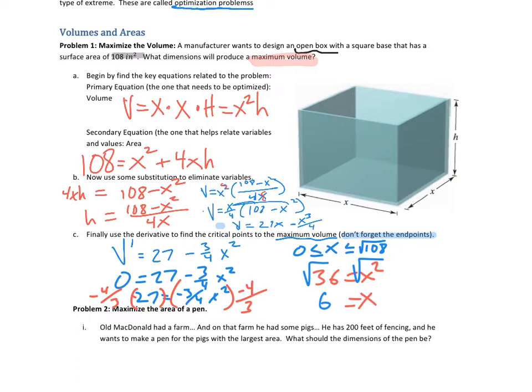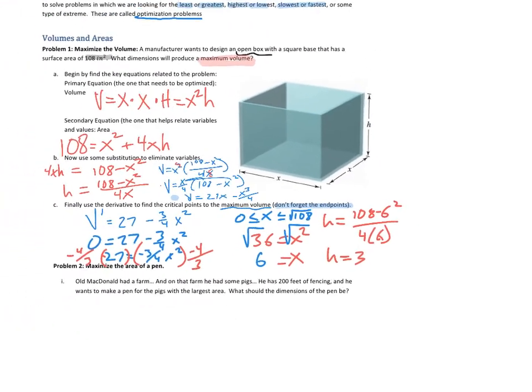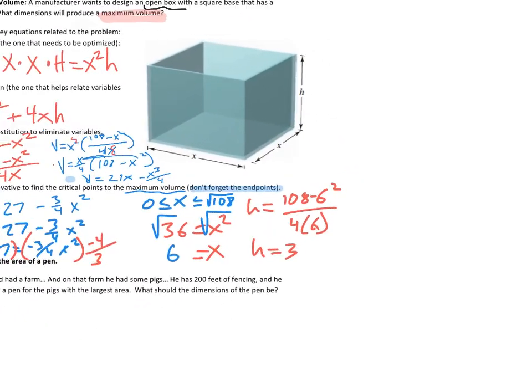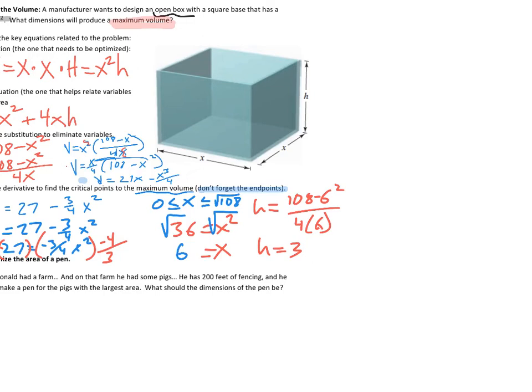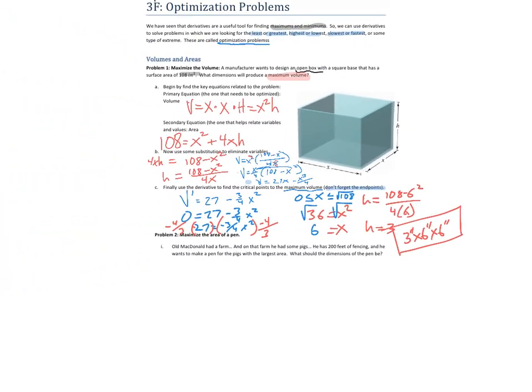So now we want the dimensions. The question asks for the dimensions, so let's get the height as well. Height is going to be 108 minus 6 squared all over 4 times 6. And so this comes out to be 3. And what are our units here? They're inches. So the box is going to be 3 inches by 6 inches by 6 inches. That's the size of the box. All right. Great.